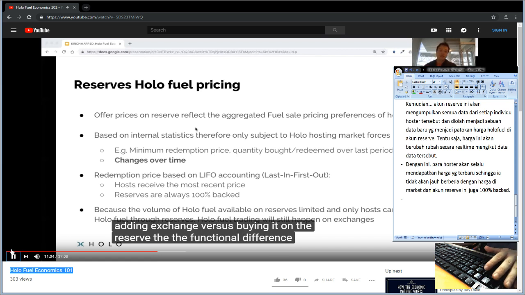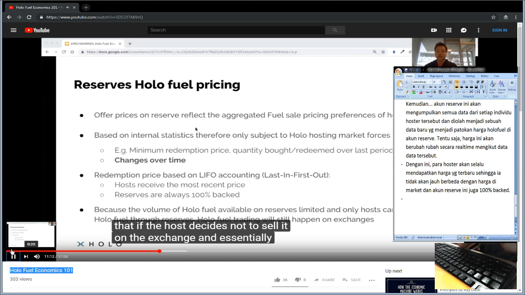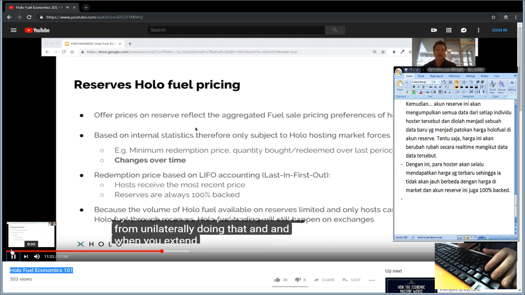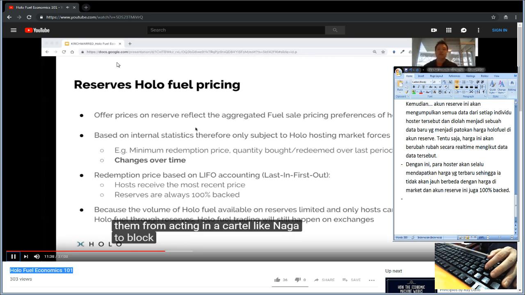The functional difference is that if the host decides not to sell it on the exchange and essentially withdraws or prevents supply from being dynamic, the reserve prevents the host from unilaterally doing that. And when you extend that to the community generally, the reserves therefore represent the hosting community from a pricing perspective, but also prevent them from acting in a cartel-like manner to block the dynamic supply functionality of Holo Fuel.